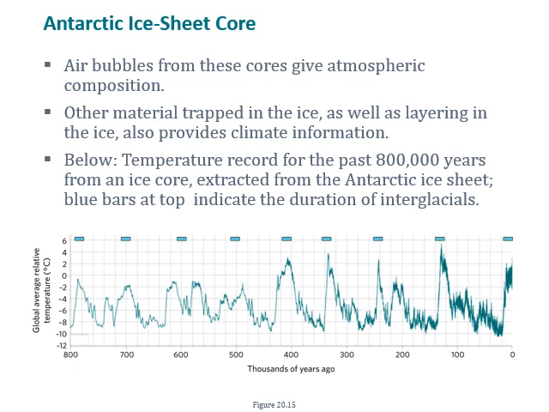Air bubbles from ice sheet cores can give us information about atmospheric compositions. Other material trapped in the ice, as well as layering in the ice, provides climate information. In the case in the figure below, there's a temperature record for the past 800,000 years from an ice core extracted from the Antarctic ice sheet, with blue bars at the top indicating periods and duration of interglacial periods.